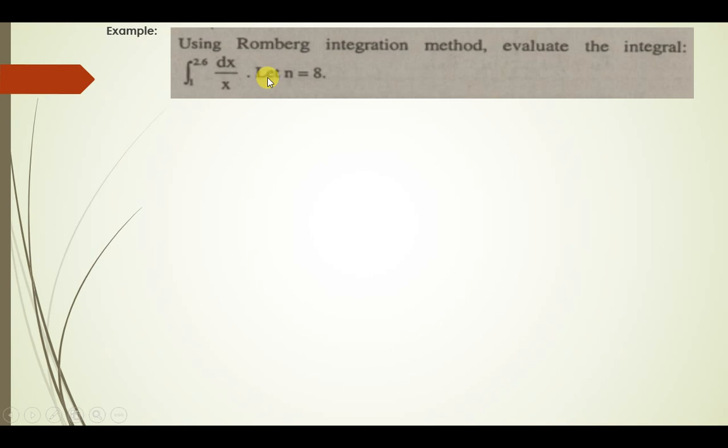This data is given to you, and you need to find the approximate value of this definite integral when n is equal to 8 with the help of Romberg integration. So let us start the solution. The solution is we need to compare this integral, the same integral, with the integral from a to b of f of x dx.